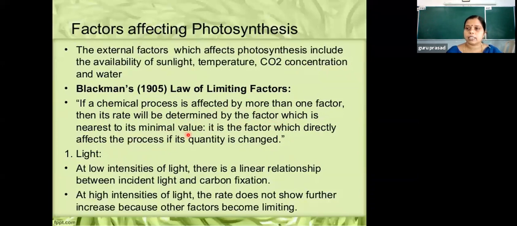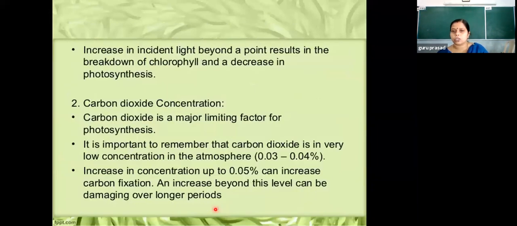So, which are the factors which may affect the rate of photosynthesis, especially external factors? That is light. At low intensity of light, there is a linear relationship between incident light and carbon dioxide fixation. Even if the intensity of light is very high, the rate does not show further increase, because another factor may become limiting. High intensity light may damage the chloroplast and mesophyll cells, and other factors will become limiting.